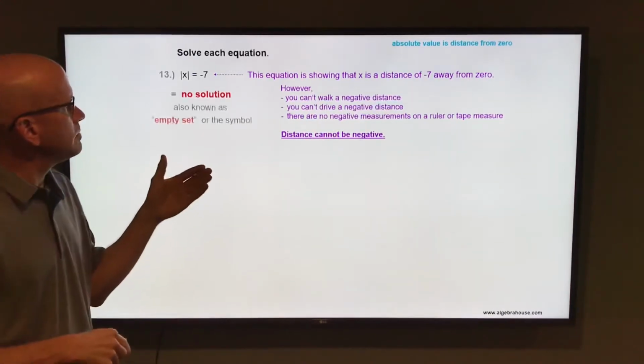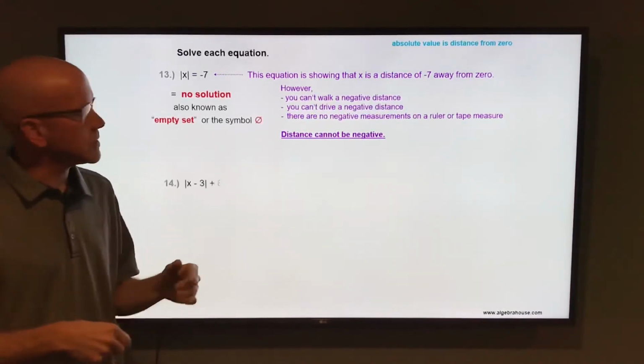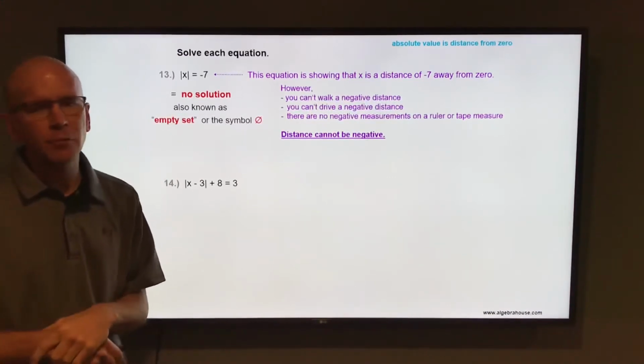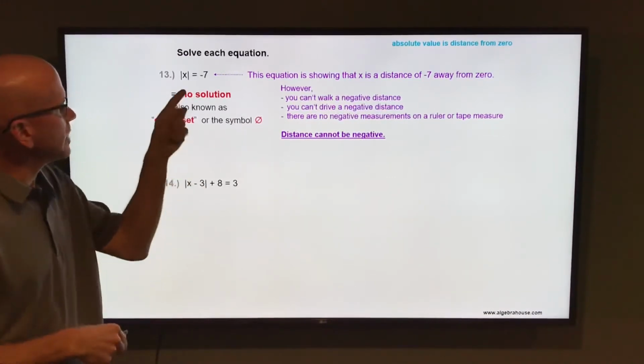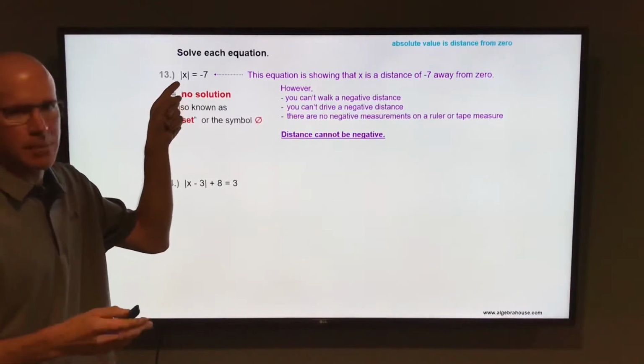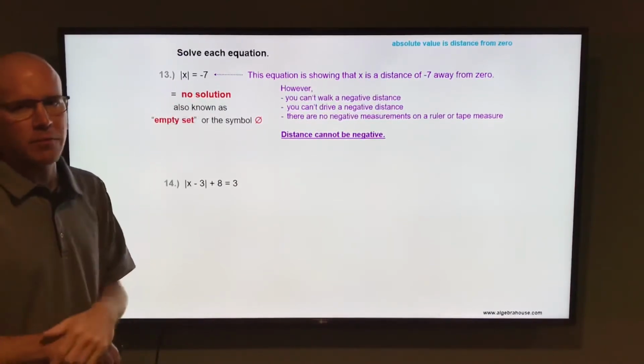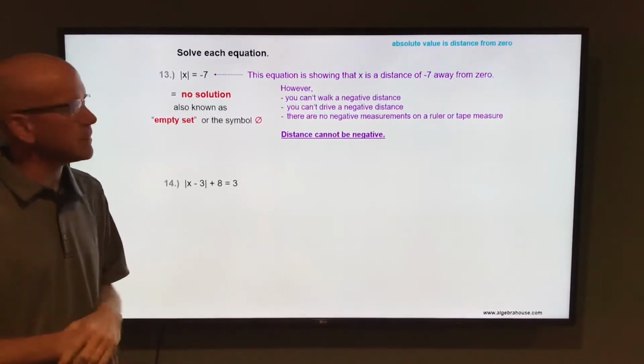So for this, there are a couple of things you could say. You could say there is no solution. There is no value of x that you can put in there to make that true. You might think of putting negative 7 in there, but the absolute value of negative 7, or the distance that negative 7 is away from 0, is positive 7.